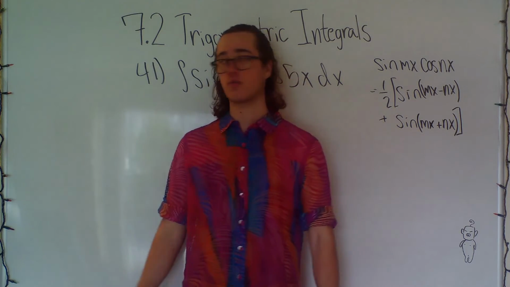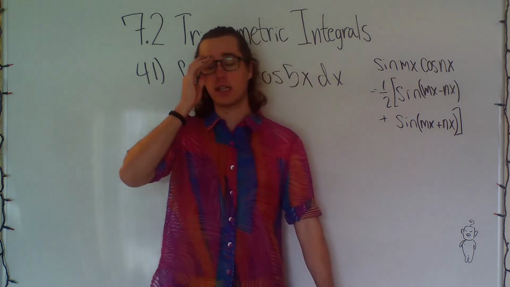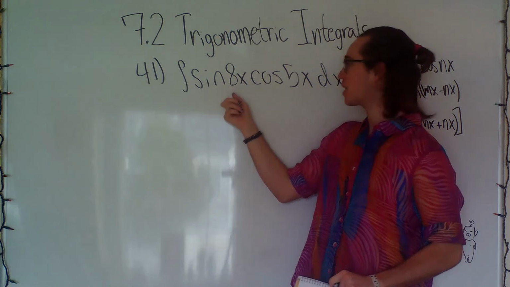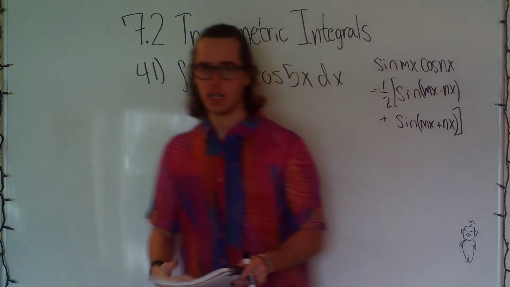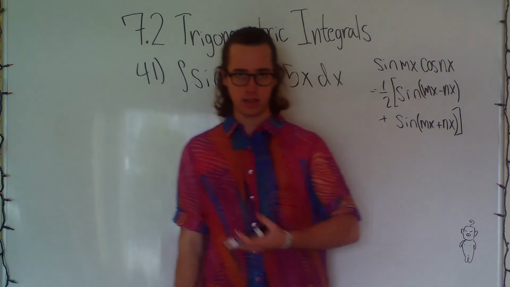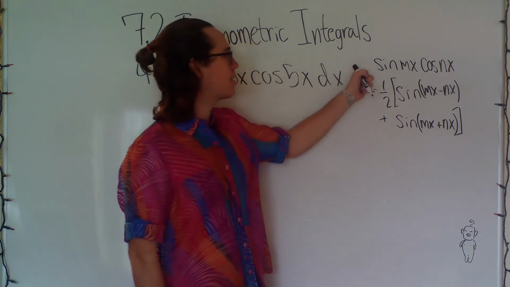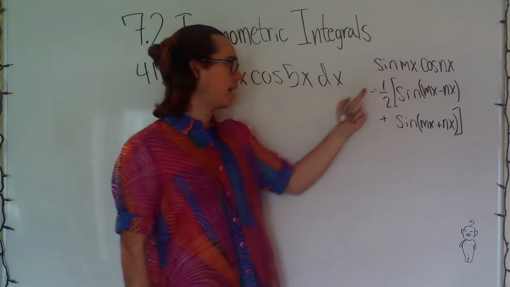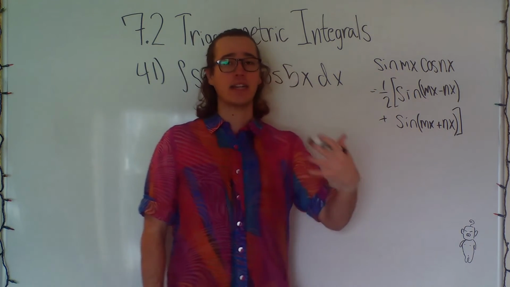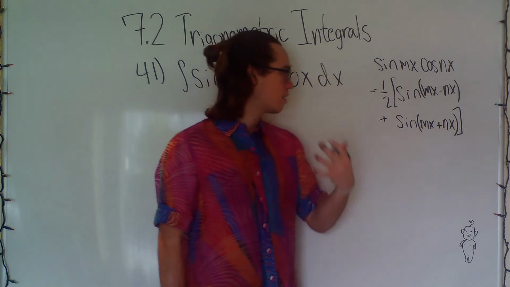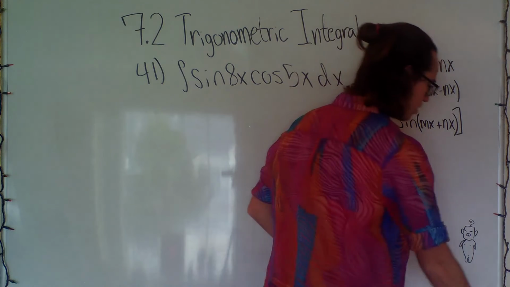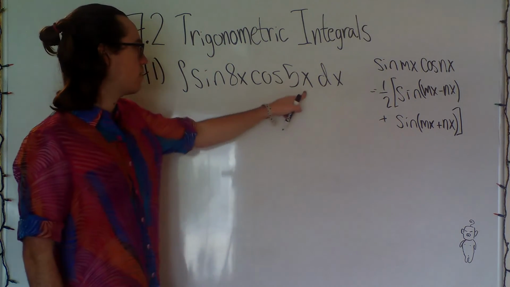Now our final question, we're going to be doing number 41 from our textbook. If we have the integral of sine 8x times cosine 5x dx, how do we even approach this? Well, we learned right at the very end of the lecture portion that sine mx times cosine nx is equal to 1/2 sine of mx minus nx plus sine of mx plus nx. So then we can just apply that rule with 8x and 5x.